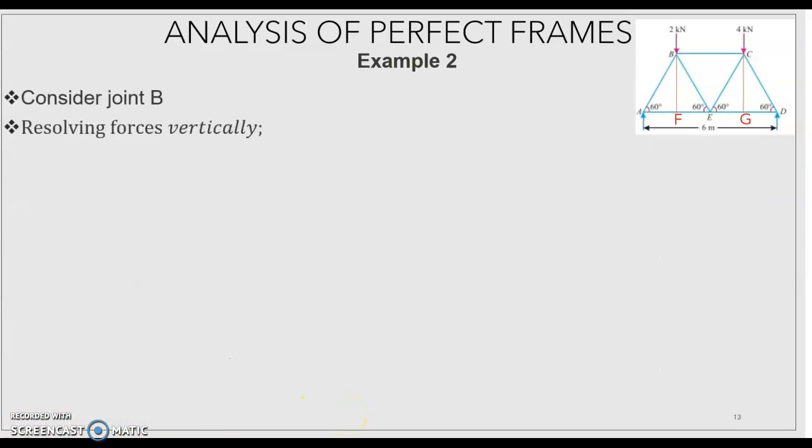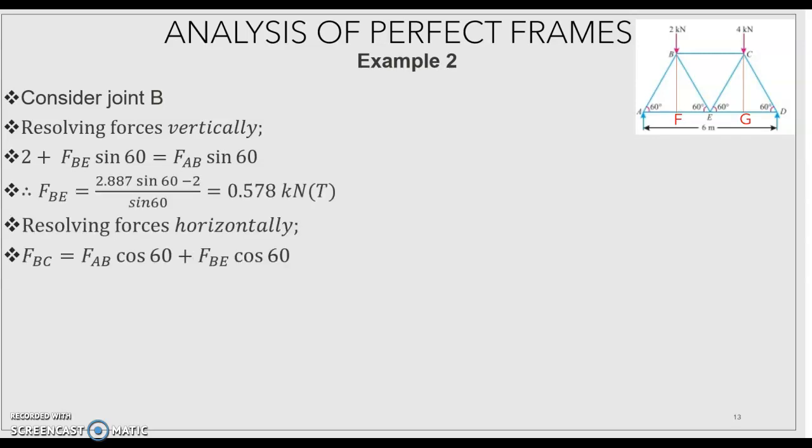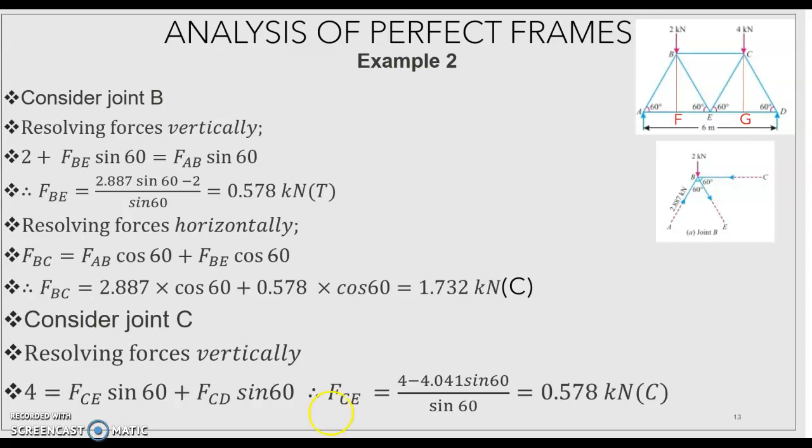Then consider joint B. Resolving vertically, 2.5 vertical force and the vertical component of BE, FBE sin 60, acting downward, and the vertical component of AB, FAB sin 60, upward. Then equating, 2.5 is acting downward, FBE sin 60 is acting downward, that is equal to FAB sin 60 upward. So FBE is equal to 5.78 kilonewton tension.